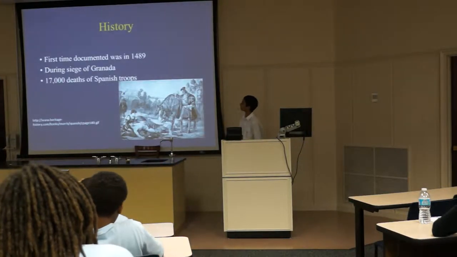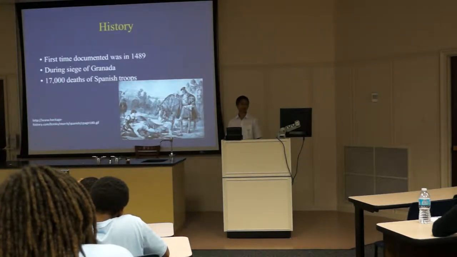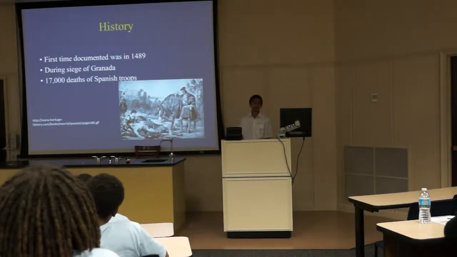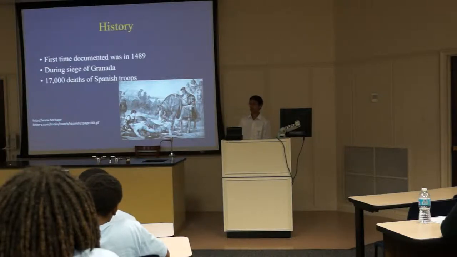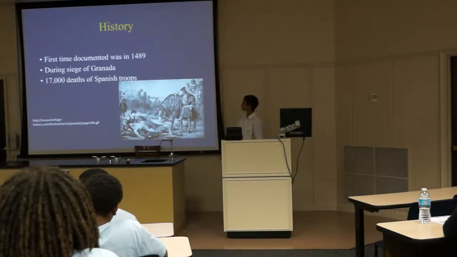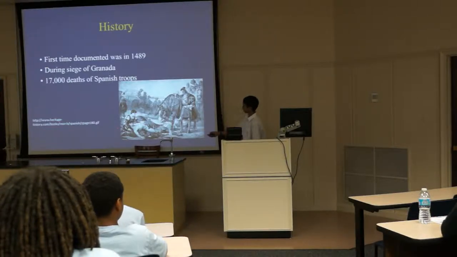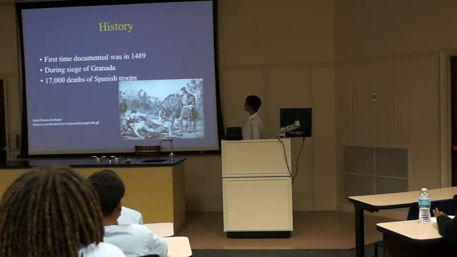So history. The first time that typhus was documented was in 1489. This was during the siege of Granada, and because of typhus, 17,000 soldiers died. So here's a picture of the bodies, all these soldiers that died of typhus.